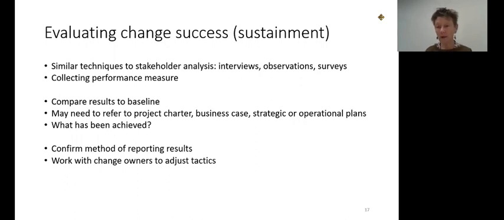So as you go through with this, the piece on the sustainment plan, which is a lot of evaluating change success, you're using those similar techniques that you would have used for stakeholder analysis. Maybe it's interviews or observations or surveys or a program evaluation piece. It may be performance measures on how people are working. You want to be able to take that information and compare that to your baseline, which is, here's our problem statement where we said we had problems. Do we have a business case as well that we can go back to? You might also need to look at other documents like a project charter or maybe a strategic or operational plan to see, have you achieved what you intended to achieve?